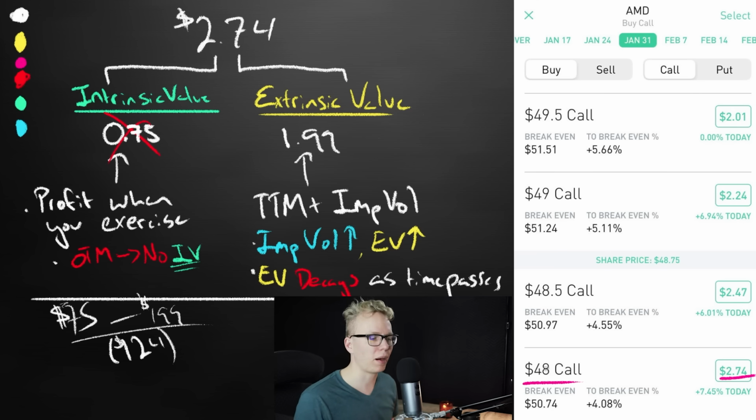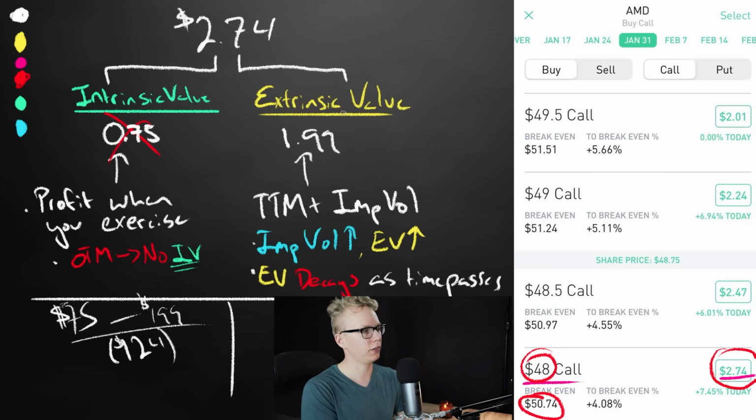This is why you can't just buy the $48 call and exercise it immediately. You would be at a loss. So why exercise it? You wouldn't. You'd only ever sell the contract back to somebody else. Don't exercise it. You give up all that extrinsic value. There are certain examples where you will exercise, but they're so rare that it's not worth talking about right now.